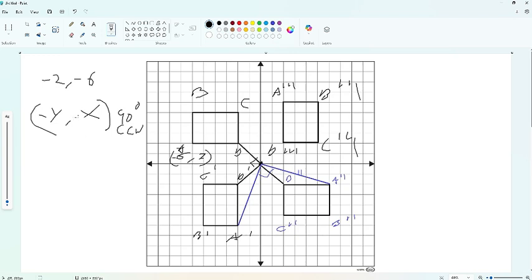Now let's see what the new points would be. From (-2, -6) to (6, -2). Once again, it's (-y, x). But once we want to find how it changes from (-6, 2) to (6, -2), it's a negative x and negative y.